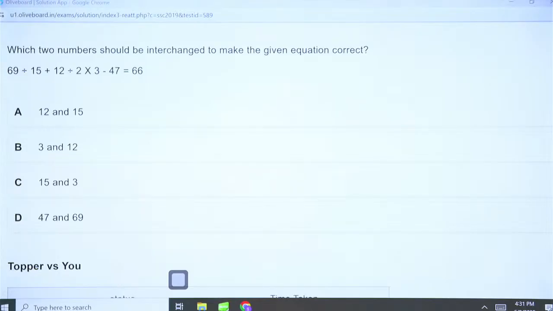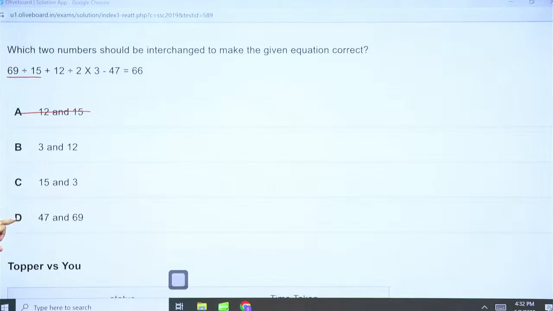Alright, what exactly is the fallacy? What exactly is going wrong here? So if I divide, let's just solve it once. 69 divided by 15 is practically not possible, not to give us an integer answer. So either 69 or 15 have to change. Now 12 and 15, if I change, does not make sense. 3 and 12, if I make change, does not make sense. 15 and 3 I can change. That's the only thing I can change.